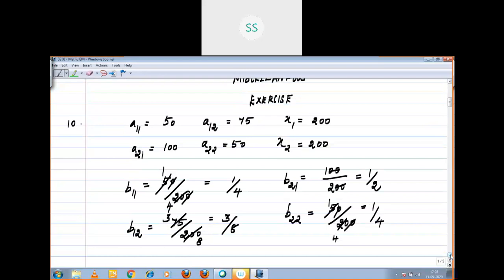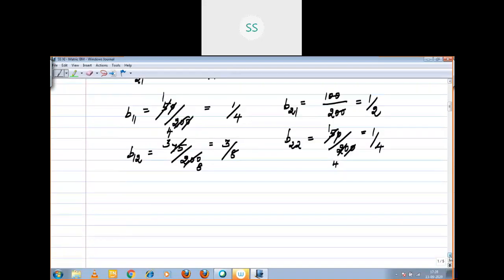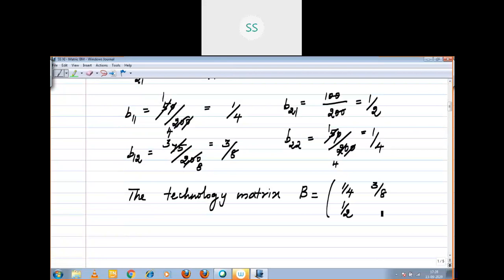Now we are going to get the technology matrix using B11, B12 and so on. What is the technology matrix? Capital B: B11, B12, B21, B22. Next, I minus B. Here your I is the 2 by 2 identity because the technology matrix is 2 by 2.